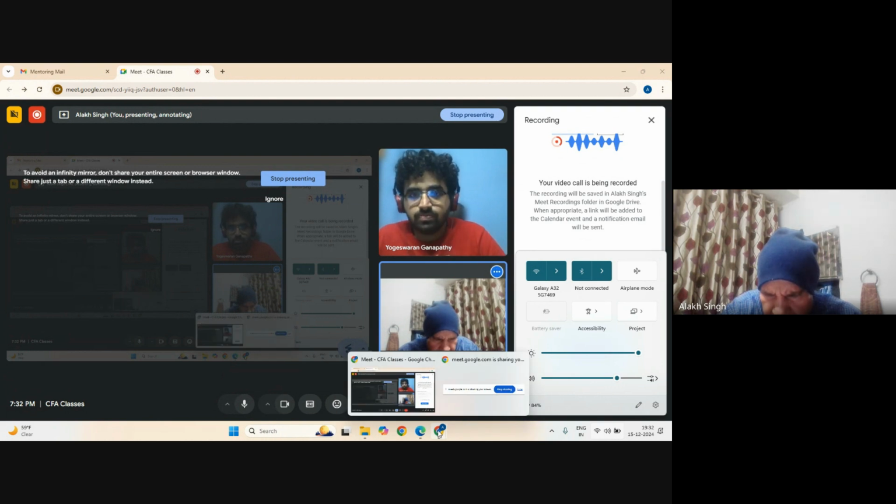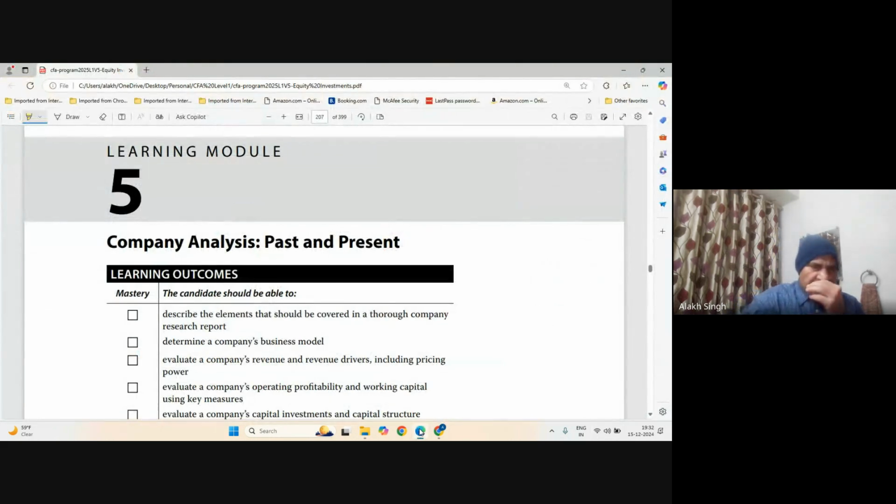Okay, so today we will study company analysis, past and present. This is the first step of an equity researcher's job. If you get the job of an equity researcher, then you will have to do all the activities of this part, and in fact the entire chapter after this, until the last chapter.